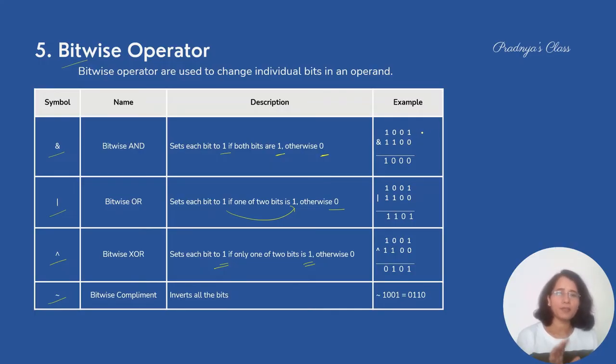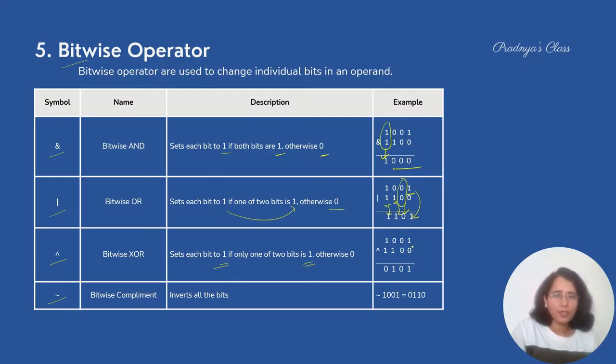Here I have taken some binary numbers. You know the working of AND. If both the bits are 1, then only we will get 1, otherwise in all other cases we will get 0. Let's check out the result for the bitwise OR operator. In case of OR, if any bit is 1, then the answer will be 1. Here also 1 bit is 1, so the answer is 1. Here both are 1, so the answer is 1. And in case of both zeros, the answer will be 0.